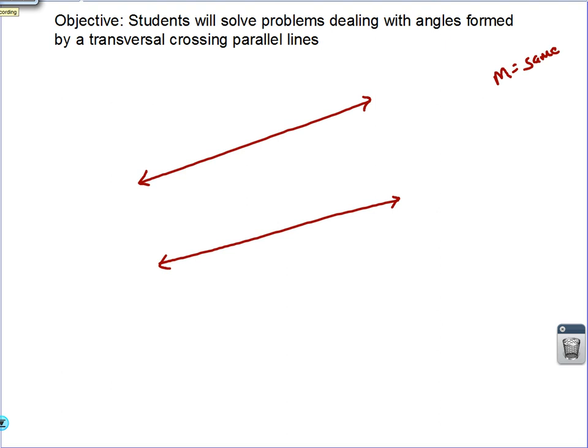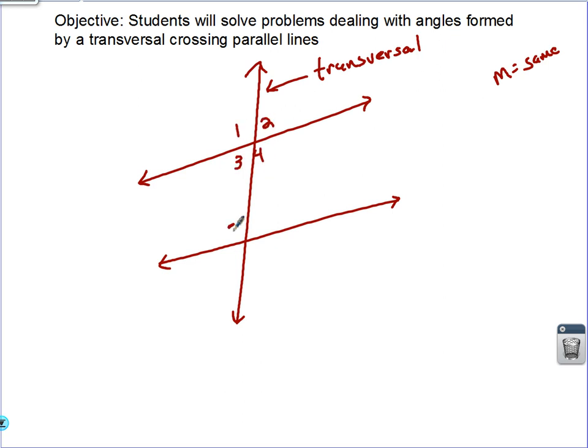And what we're going to be talking about today, definition-wise, two lines that are crossed by another line. This third line is called a transversal. It transverses the other two lines. So parallel lines cut by a transversal. There's a good possibility you've discussed this in previous math classes, that you've seen this before. Anytime you have parallel lines cut by a transversal, you have 1, 2, 3, 4, 5, 6, 7, 8 angles formed.